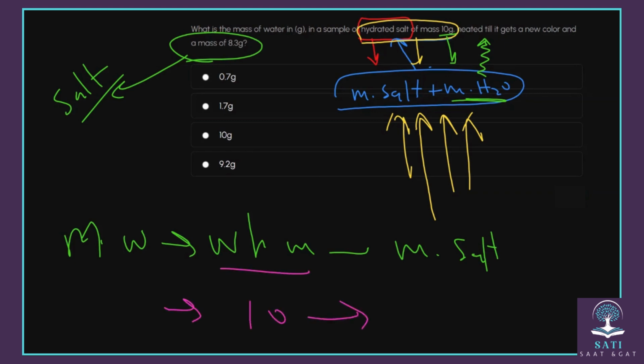After we evaporated the water, it becomes just 8.3. So if we subtract here, you will get what? 1.7. So 1.7 is the mass that was evaporated due to heating, and it represents the mass of what? Of water, and you choose 1.7 as the answer.